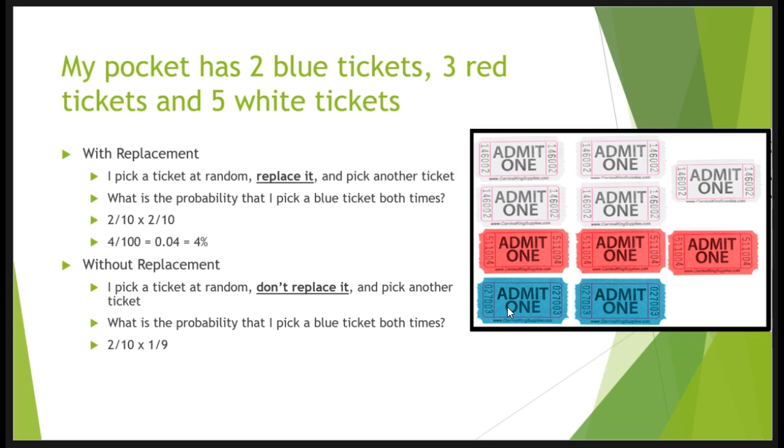So I pull one out of my pocket. I don't replace it, so I set it aside. Now when I reach back in my pocket, I only have 1 blue ticket left out of 9 tickets. I don't have 10 tickets in there anymore. This is important. I only have 9 tickets left. So it's 2/10 times 1/9. And I get a 2.2% probability of picking a blue ticket both times without replacement.